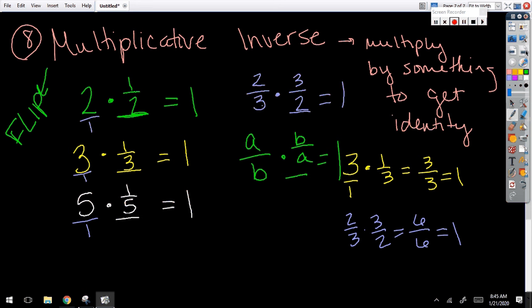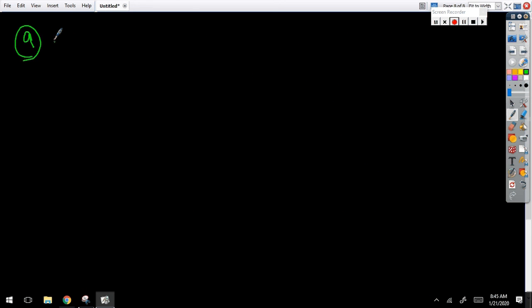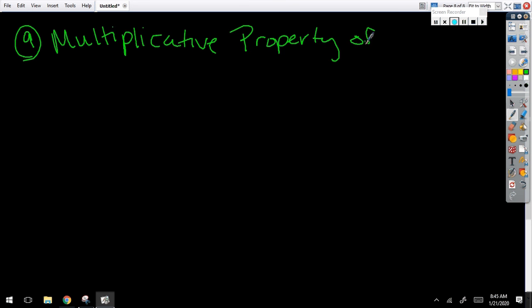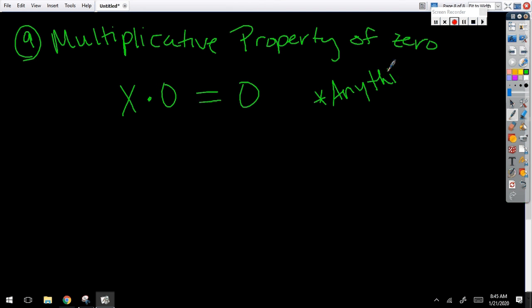All right. Number 9. Multiplicative. I like that word. Multiplicative property. This is an easy one. Of 0. What happens when you multiply by 0? You get 0. Every time? Yes. It doesn't matter what the number is. Every time you multiply by 0, you get 0. Anything times 0 is 0 every single time.